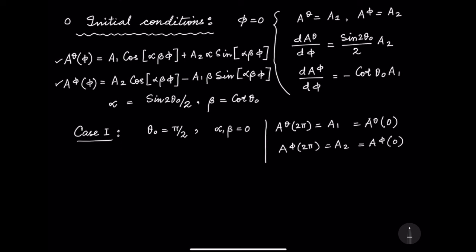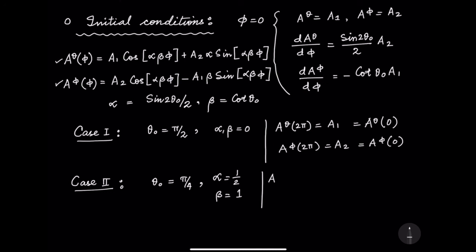So for case 1, theta naught is pi by 2, which is the case of the equator, the largest circle that you can put in, changing theta naught there. This is the case. What about case 2? We choose theta naught to be pi by 4 instead of pi by 2, which gives me alpha as half and beta as 1. Let's see what happens now.